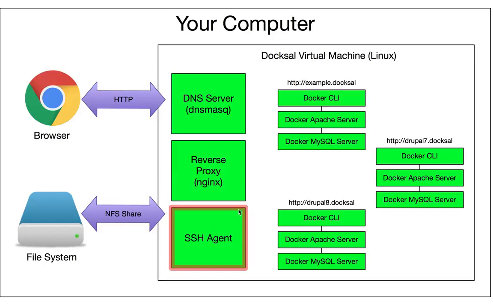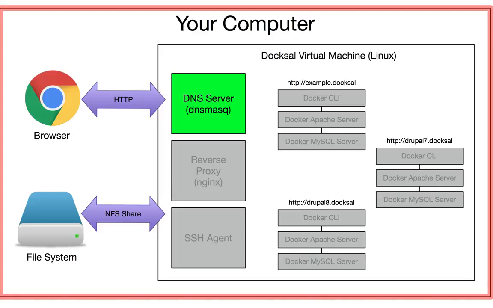You might only have one Docksal project running on your VM. You might have 50 Docksal projects. No matter how many Docksal projects you use, these three services, the DNS server, the reverse proxy, and the SSH agent, will all be shared. So let me go over in turn how each of them works.